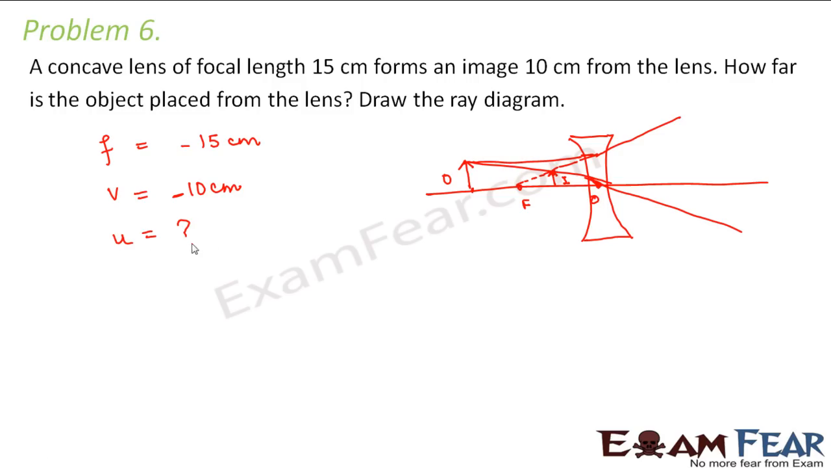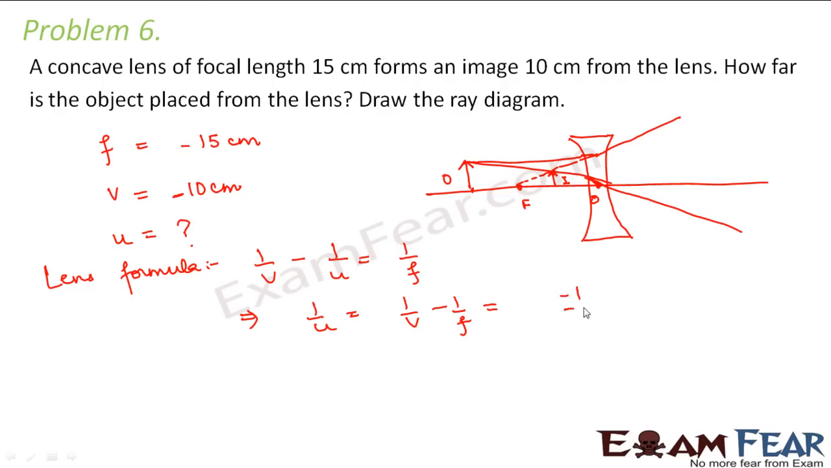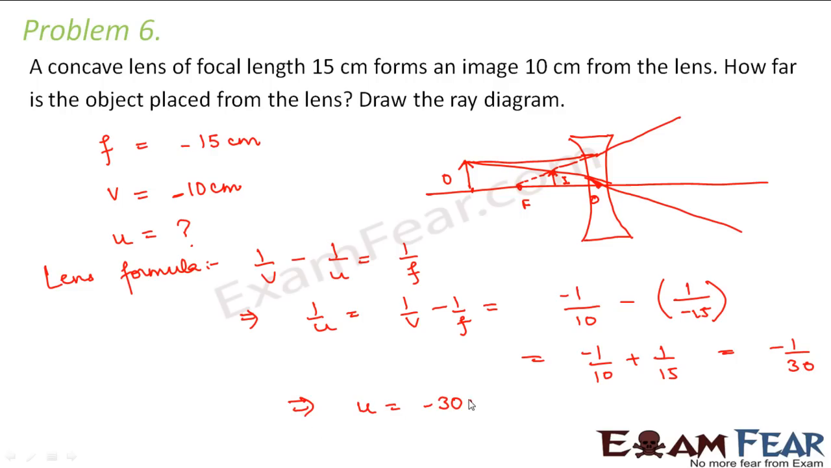So we have to calculate the value of U. So we will apply the lens formula. As per the lens formula, 1 by V minus 1 by U is equal to 1 by F. So 1 by U is equal to 1 by V minus 1 by F, that is equal to 1 by minus 10 minus 1 by minus 15, that is equal to minus 1 by 10 plus 1 by 15. This comes out to be minus 30. Therefore, the object should be placed at 30 centimeters on the left hand side from the optical center.